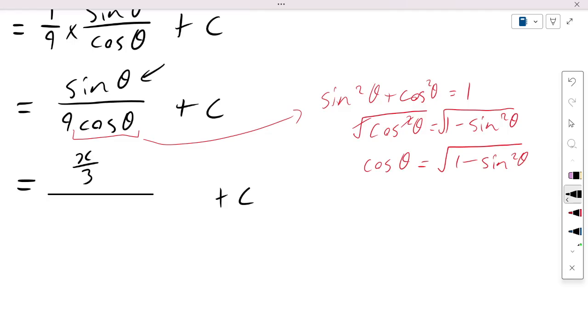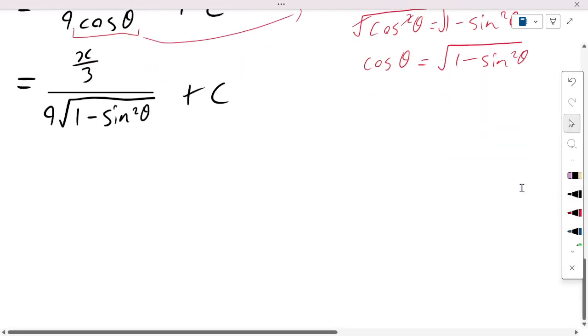Now this is what we're going to do. We still have the 9, so it's 9 multiplied by the square root of 1 minus sine square theta. Okay, this is what we have so far. Plus c, obviously, so I'm going to write the plus c here.